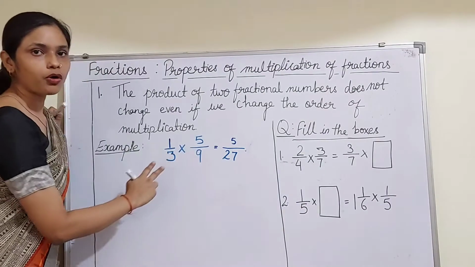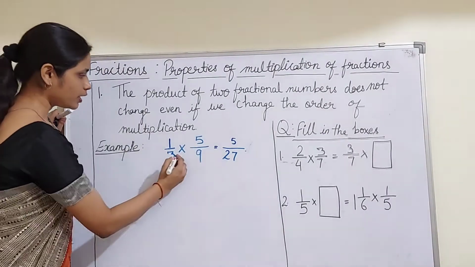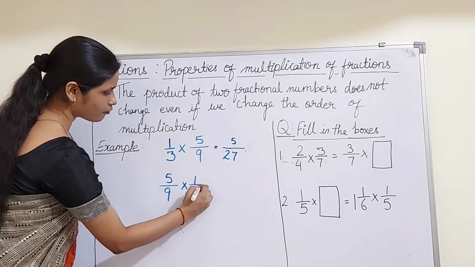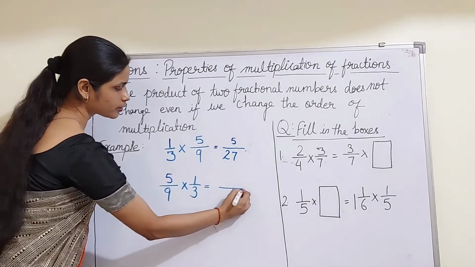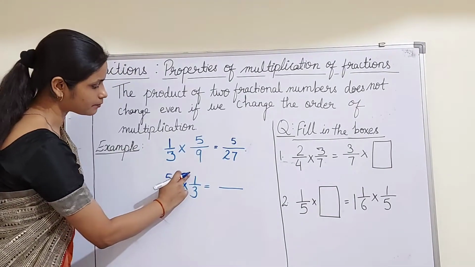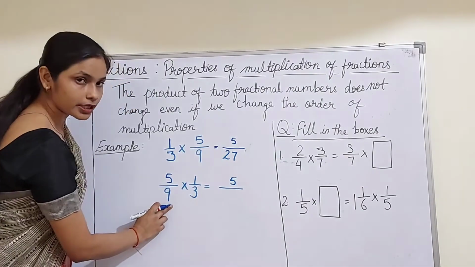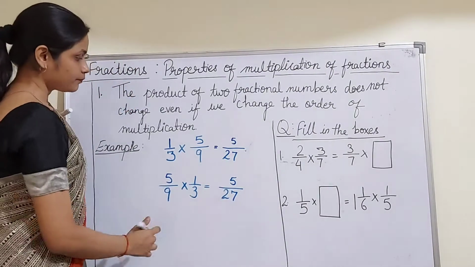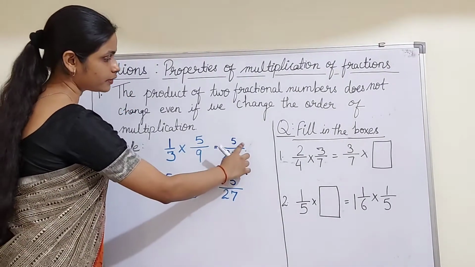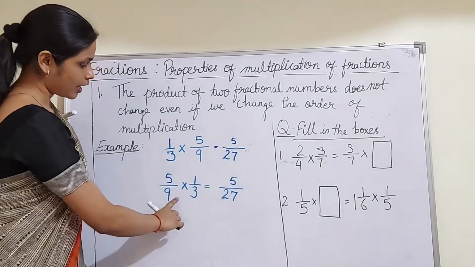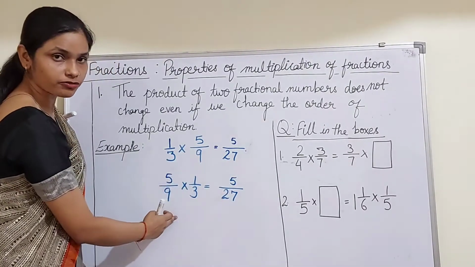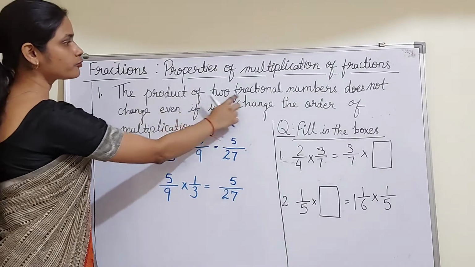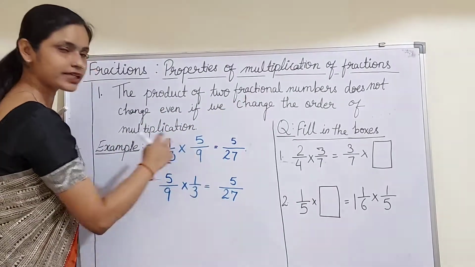Now let us change the order of the fractional numbers. If we take 5 by 9 and then write 1 by 3, what should be the product? In the numerator again we have 5 multiplied by 1, that gives 5. In the denominator we have 9 multiplied by 3, so 3 9s are 27. Now see, the first multiplication gave 5 by 27, and when we reversed the order of multiplication, the product is again the same. So it means the product of two fractional numbers does not change.